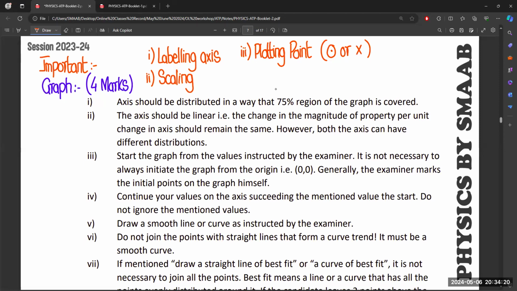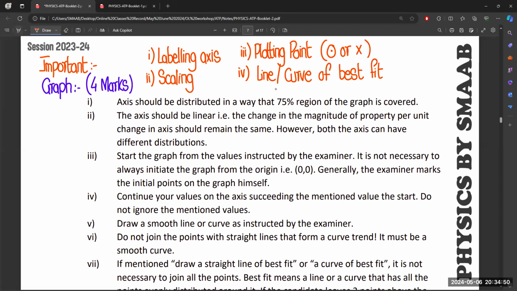And the final mark is, if they ask you to draw a best fit line, like a straight line, or if your graph is curved, they will ask about the curve of best fit. We will also discuss what is the concept of this best fit.